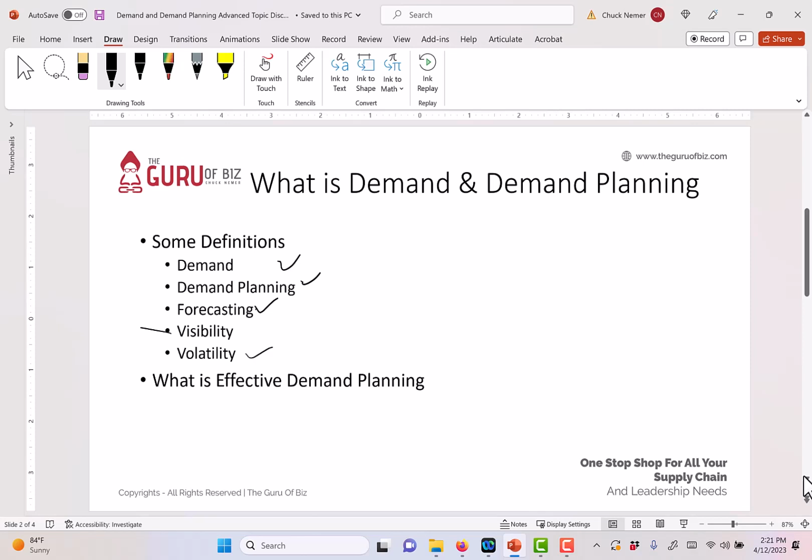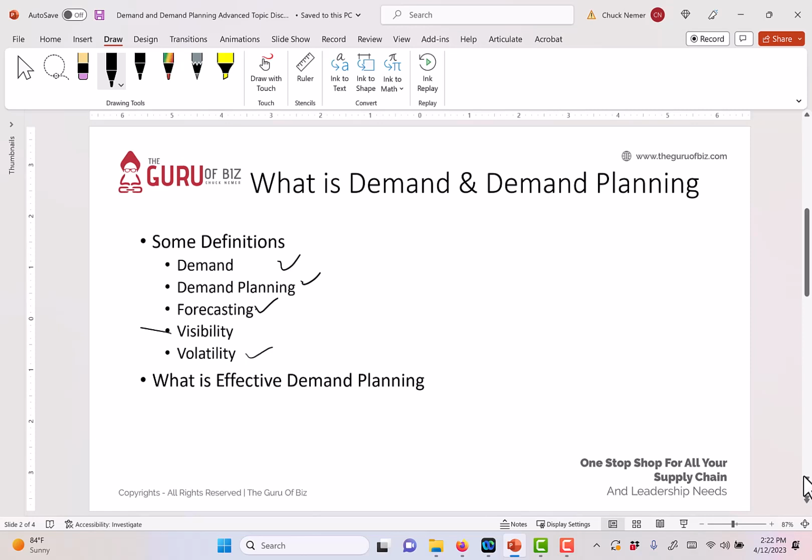And lastly, looking at volatility, volatility refers to the unpredictability of demand, which can be influenced by factors such as seasonality, changing consumer preferences, unexpected events like natural disasters or pandemics, for example. So these are some basic definitions of the elements involved in demand planning.